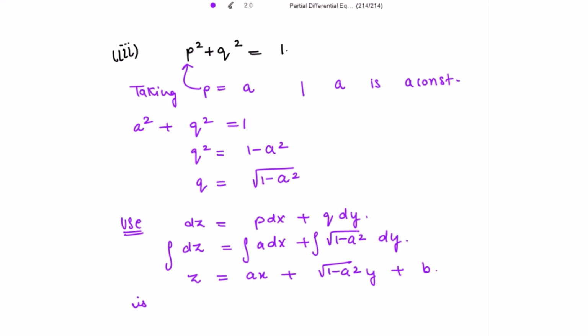So this is the required complete integral of the given equation, where a and b are arbitrary constants. Easy? Yes, easy to solve.